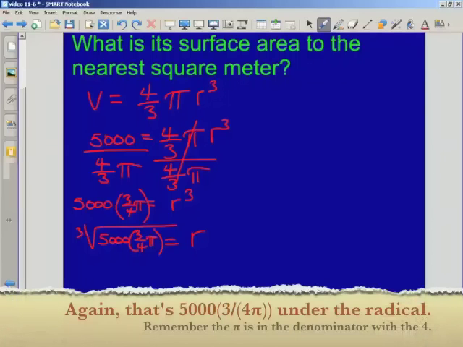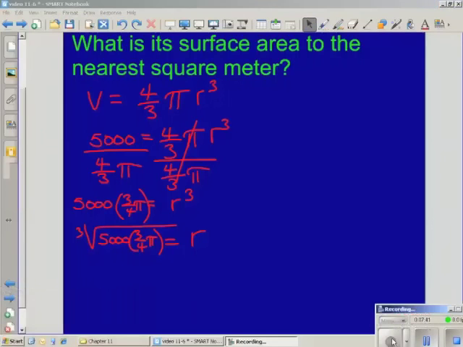And this we enter in our calculator by going to the math function, going down to number 4, where we see the cube root, and entering. And then you will see the cube root sign. Then you can enter 5,000, parentheses, 3/4 pi, close parentheses, and enter. And we will get r is approximately 10.6.